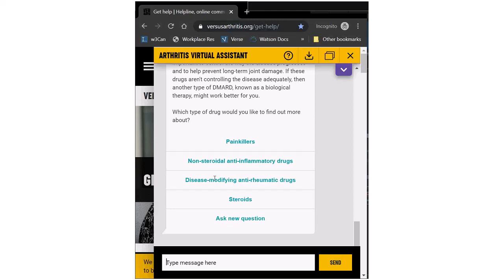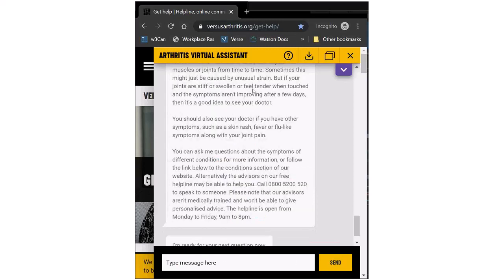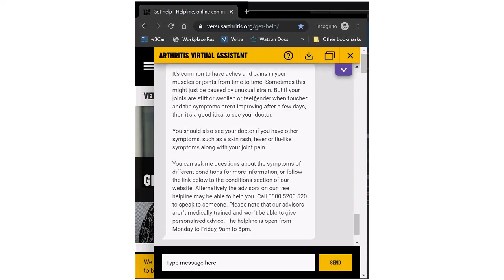Then finally, I may say something like, I've been having some pain. Should I go to the hospital? So now it's coming up and telling you, well, aches and pains are common. Sometimes they may be caused by unusual strain. You should typically go see your doctor if you have these particular symptoms. If you have any issues, you can call this number.